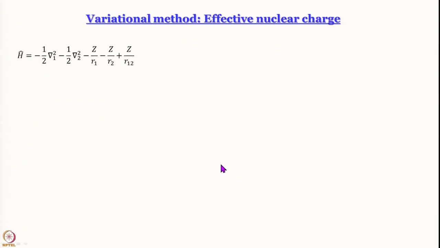Today now we are going to talk about variational method for treating this many electron atom problem. We are going to talk about helium atom, and we are going to arrive at what we had talked about earlier, this effective nuclear charge. Here I have written the Hamiltonian in atomic units: half del 1 square minus half del 2 square minus z by r 1 minus z by r 2 plus z by r 12. Of course, half del 1 square minus z by r 1 is the Hamiltonian for electron number 1, half del 2 square minus z by r 2 is the Hamiltonian for electron number 2, and this z by r 12 is the term for which we have to do so much of discussion, the electron-electron repulsion term.